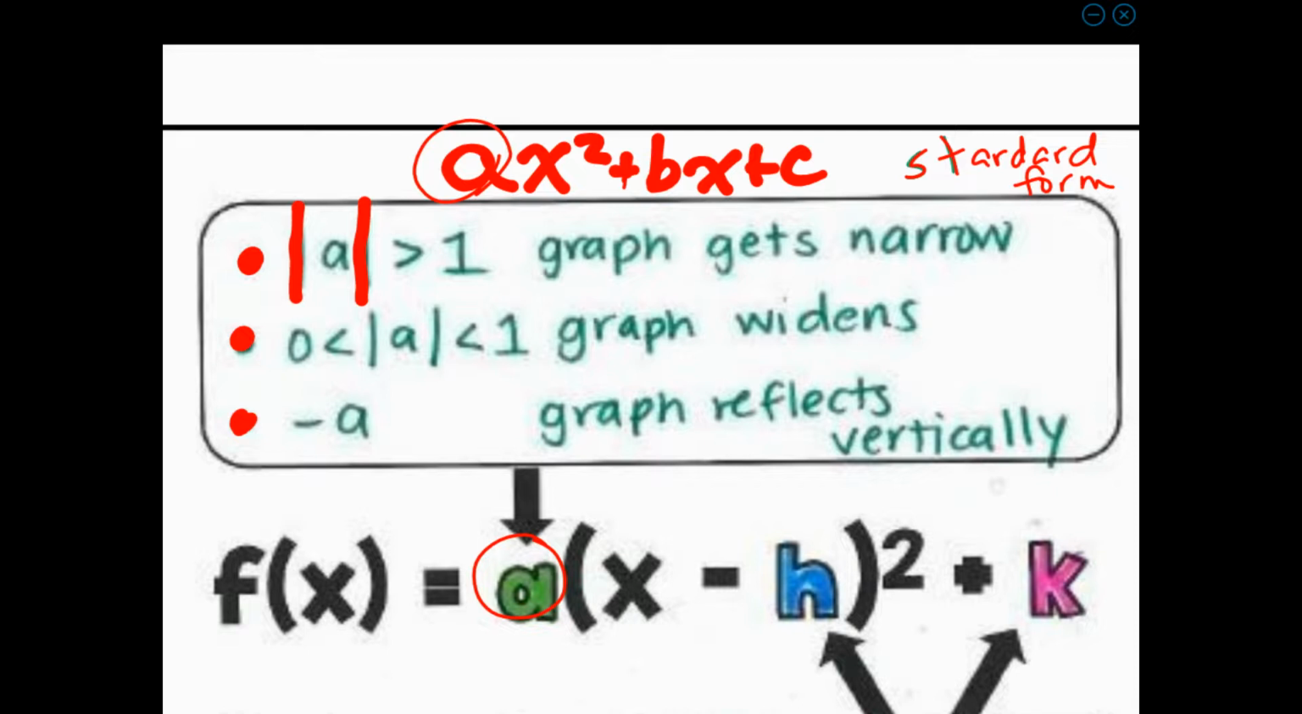So that's what the absolute value bars are stating here, that we're just looking at the actual number that A is. We don't care about the symbol, whether it's positive or negative. We only care about the number value that A is. So when A is greater than 1, the graph is going to narrow. So that means it's going to get skinnier. If A is greater than 1, the graph is going to get skinnier.